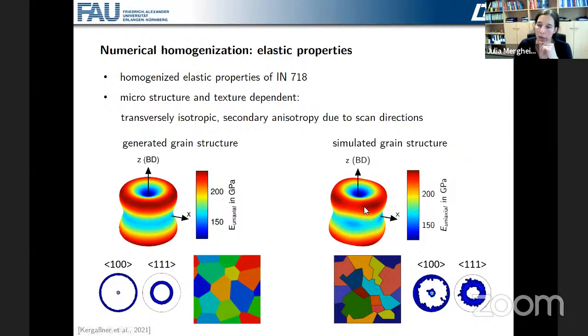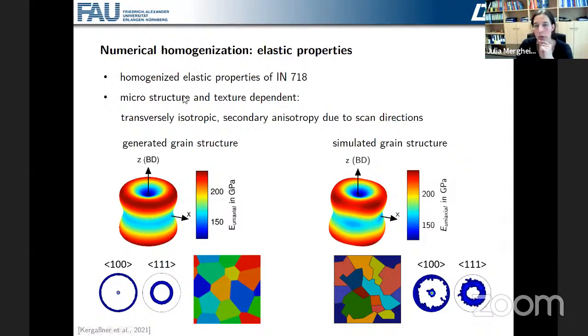Here, these 2 figures above give us the Young's modulus in different directions. So that is the building direction here. And we see that for this artificially generated structure, we get transversely isotropic behavior. The smallest Young's modulus is in building direction. The highest one is actually under 45 degrees. For the simulated grain structure, we see that we get similar values for the Young's modulus.